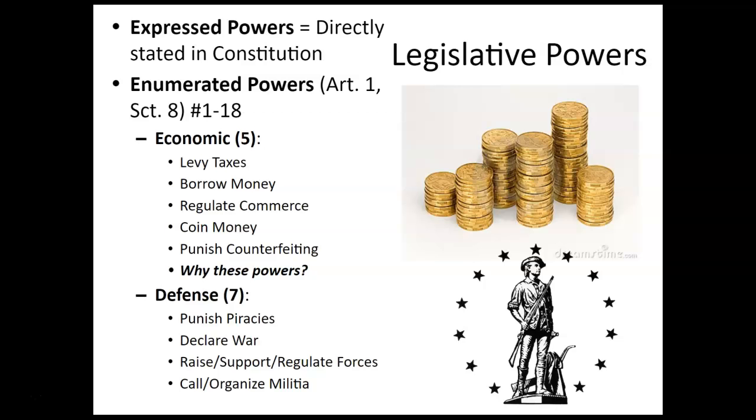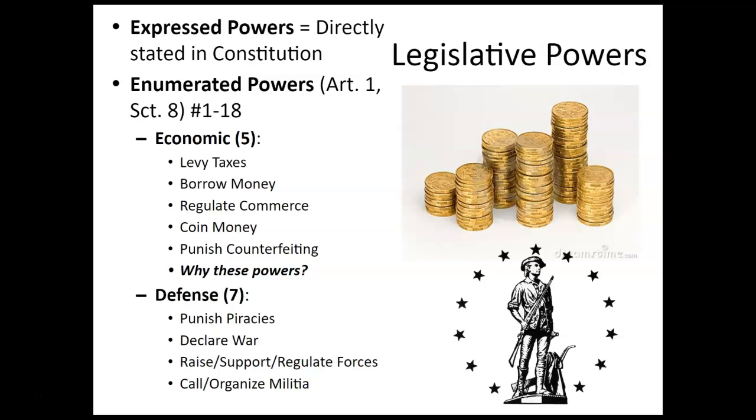Now, an example of those, and this is where some people can get a little confused just because you're using two different terms here, is the enumerated powers. The enumerated powers, there are 18 of them that are given in Section 8 of Article 1. Now, these are all express powers, but there are more powers that are stated in other parts of Article 1 as well. So express powers are everything stated in the Constitution specifically for the branches of government. The enumerated powers are an example of these for our legislative branch, but not the only ones that our legislative branch has.